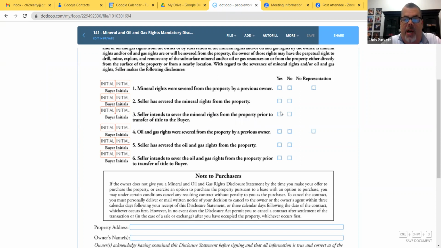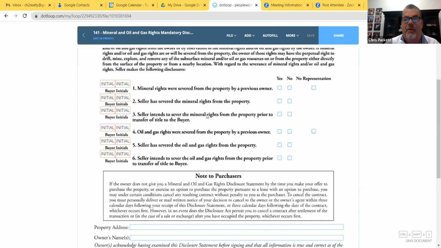Number 1 says mineral rights were severed from the property by a previous owner. Yes, no, if you absolutely know they were not, or no representation, which is what most people choose. Number 2, seller has severed the mineral rights from the property. The seller is going to know if they did that or not. Yes or no. Number 3, seller intends to sever the mineral rights from the property prior to transfer of title. Yes or no.